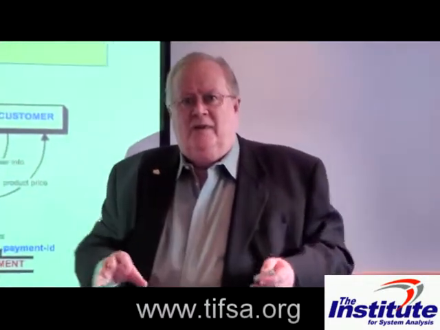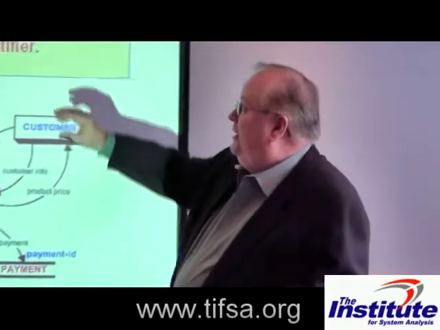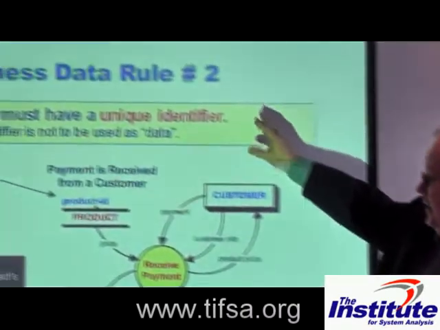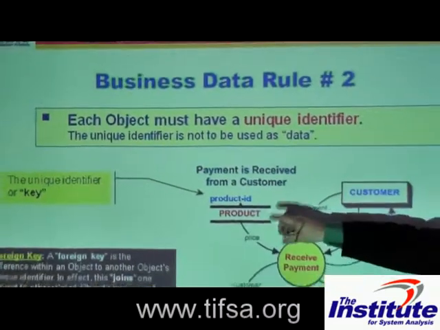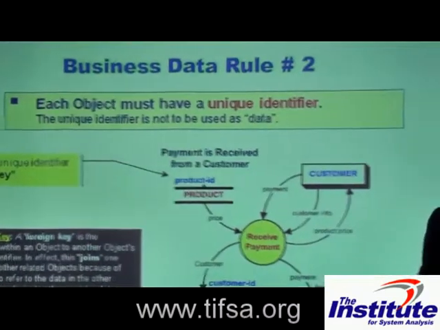You can read about the details of this, of course, in your Mastering Business Systems Analysis textbook, but it's very straightforward. Every object has a unique identifier. Take the name of the object, add ID, and that's all there is to it, really.